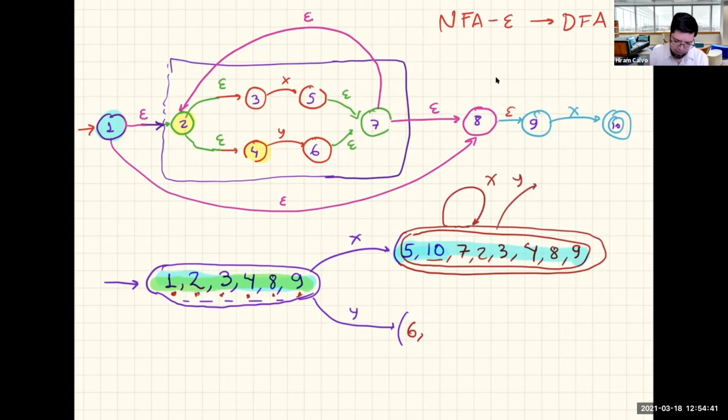Okay, and what about Y? Let's check it. 5 and Y, nothing. 10 and Y, nothing. 7 and Y, nothing. 2 and Y, nothing. 3 and Y, nothing. 4 and Y, yeah, let's go to 6. So 4 and Y go to 6. 8 and Y, nothing. And 9 and Y, nothing.